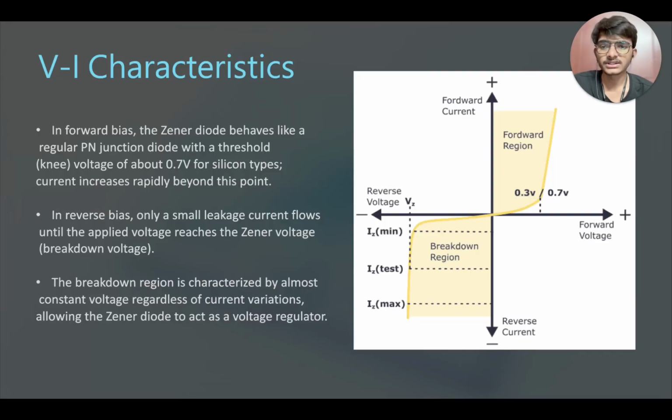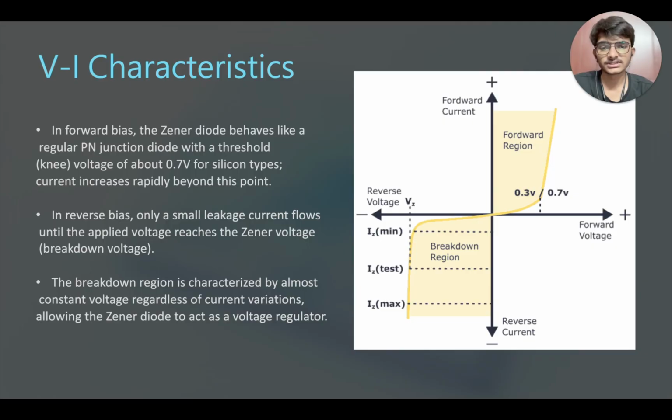In the forward region, the Zener diode behaves like a regular PN junction diode with a threshold or knee voltage of about 0.7 volts for silicon types. Up to 0.7 volts the current will increase slowly, and beyond this point the current will increase rapidly. In the reverse bias region, only a small amount of current flows, which is also called leakage current.